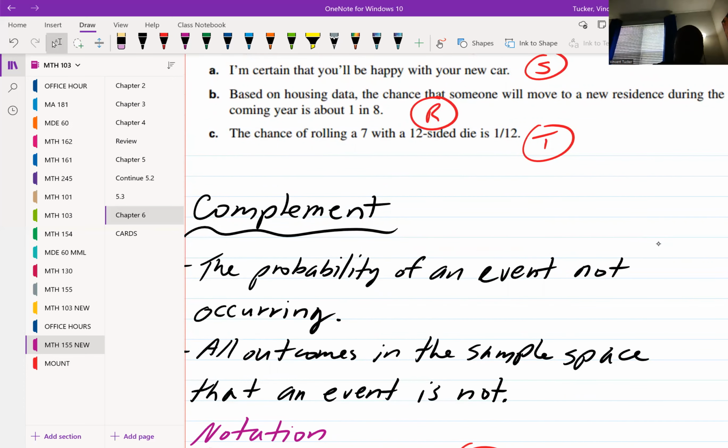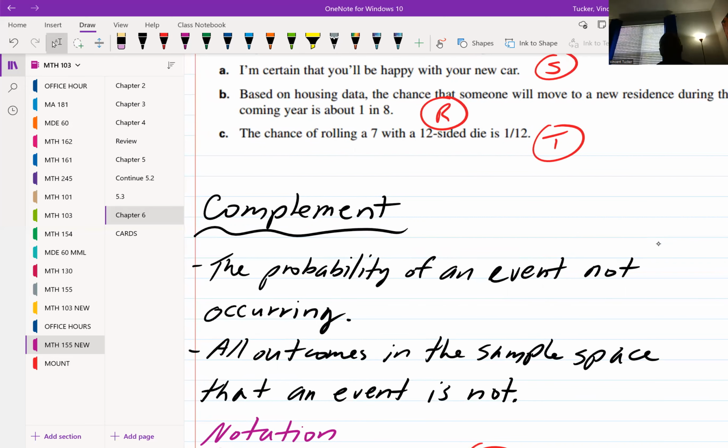So now we're looking at the complement of an event. It's the probability of an event not occurring, or another way of looking at it is to consider all of the outcomes in the sample space that are not the event that you're dealing with, or that an event is not.